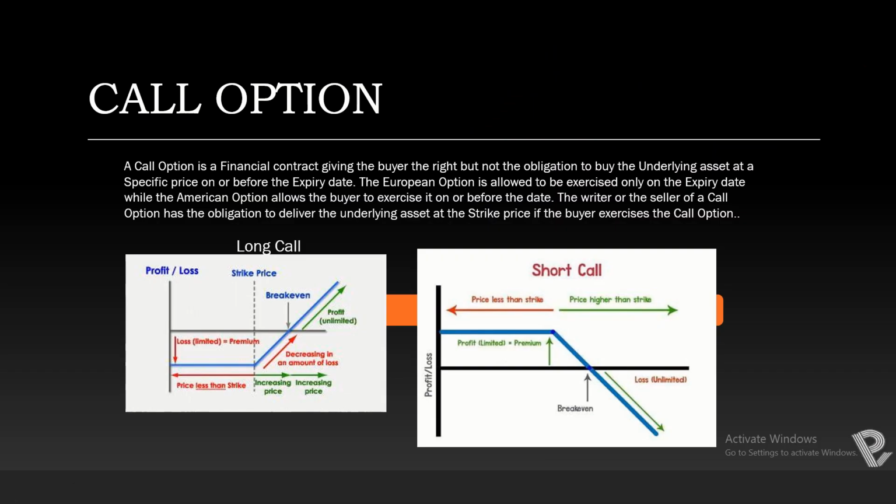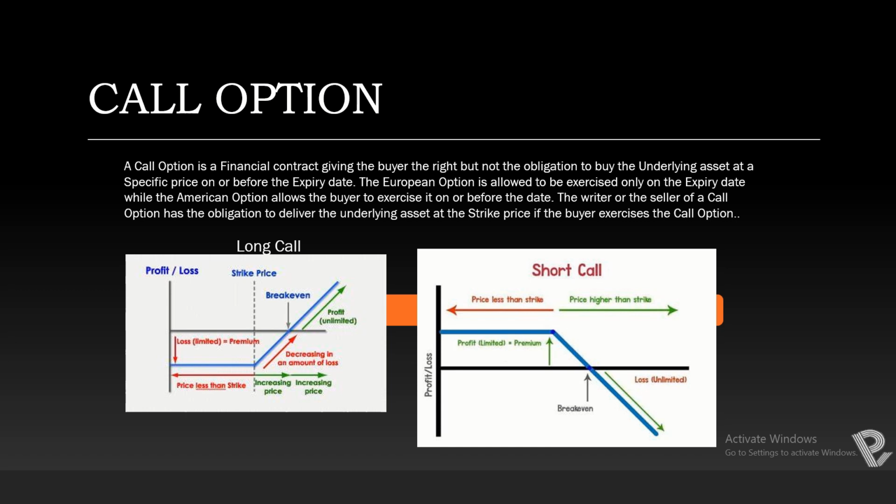Call option. A call option is a financial contract giving the buyer the right but not the obligation to buy the underlying asset at a specific price on or before the expiry date. The European option is allowed to be exercised only on the expiry date, while the American option allows the buyer to exercise it on or before the date. The writer or the seller of the call option has the obligation to deliver the underlying asset at the strike price if the buyer exercises the call option.